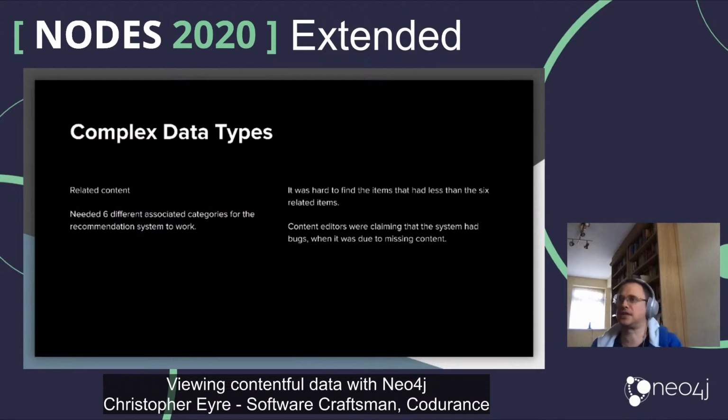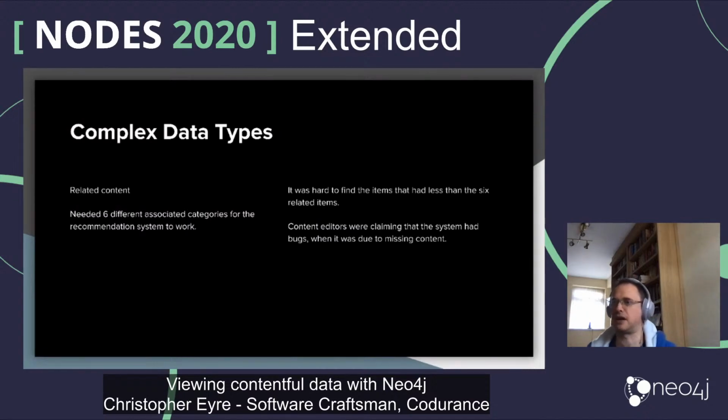So we had content types with some complex data types. We had articles that had related articles associated with them. Each content type needed to have 6 specific other types of articles associated to it, otherwise the recommendation system didn't work. Now, when the site was small, all the content editors knew to do this so it was easy and it didn't break. But we were told, don't worry about putting any special validation on it. Let the content editors do it.